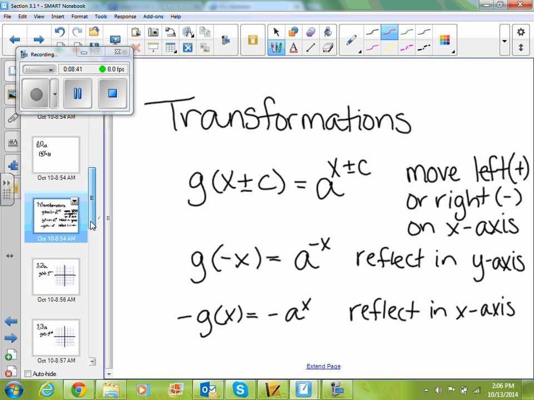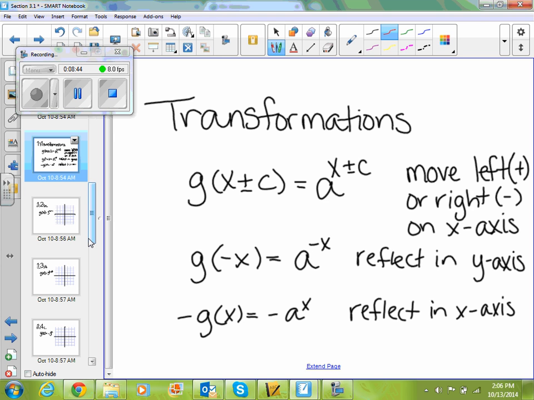Alright, and the next thing we're going to look at is transformations. Because we can transform a graph by moving it up or down or left or right, and we can transform a graph by reflecting it. And so those are the two things that we're going to do when we're changing these graphs. So we know that g of x plus or minus c is the same thing as a to the x plus or minus c. And if it's positive, then I move it left, and if it's negative, I move it right, and that's on my x-axis. The other thing that I know is that g of negative x, which means I have a negative exponent, is reflected in the y-axis, and negative g of x, which means I have a negative function, is reflected in the x-axis.